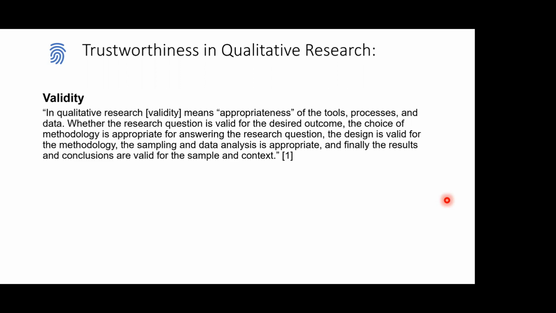So what is validity with regard to qualitative research? It means appropriateness of the tools, processes, and data. Whether the research question is valid for the desired outcome is important always. The choice of methodology is appropriate for answering the research question. The design is valid for the methodology. The sampling and data analysis is appropriate. And finally, the results and conclusions are valid in the sample and context.